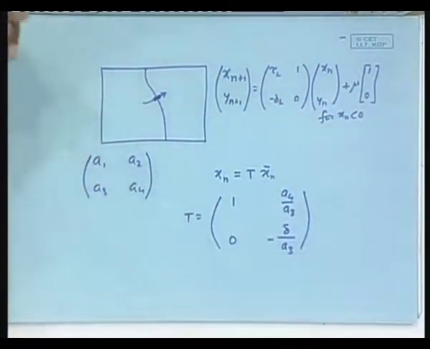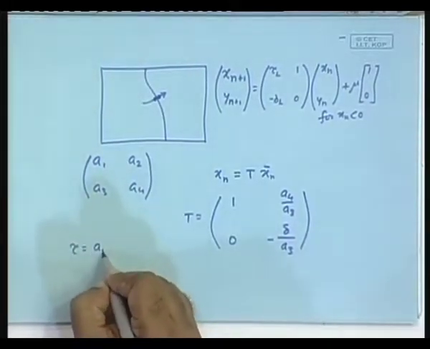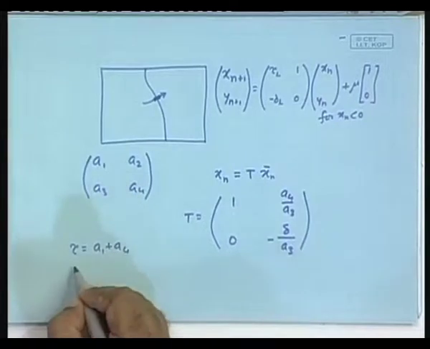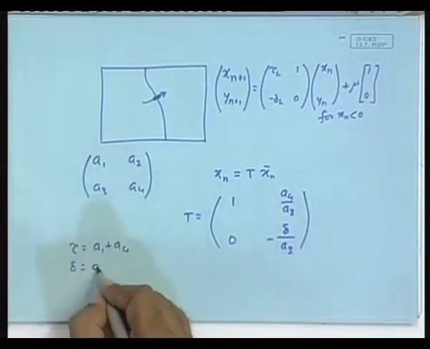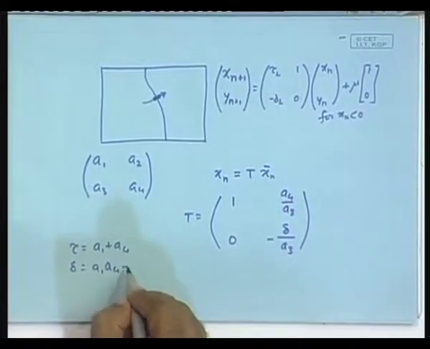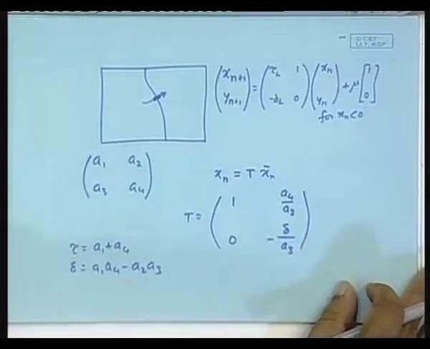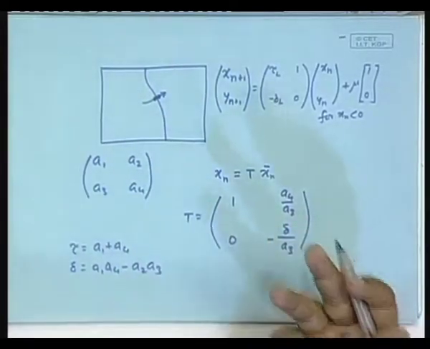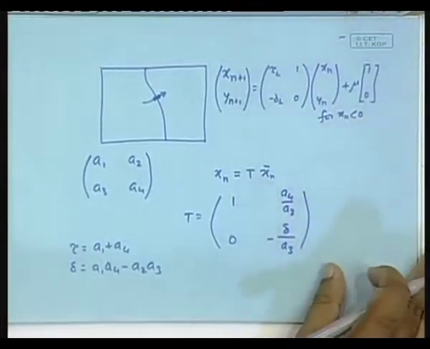So, in this case the trace is A1 plus A4 and the determinant is A1 A4 minus A2 A3. Okay. So, this is another way of doing the same thing that we did. We can do the same thing using a different logic.